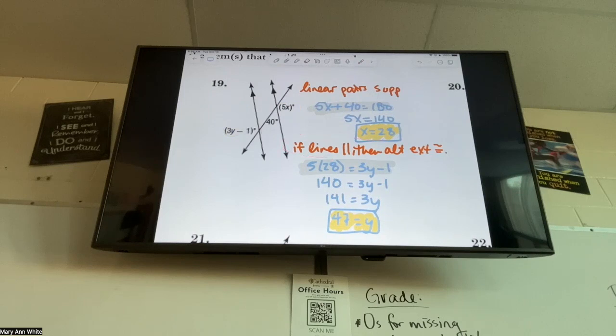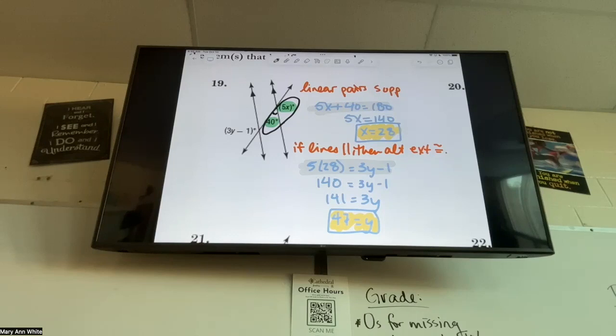So I'm going to start with, I've got 5x and 40. I know 40 is maybe in kind of a funny spot, but it's in reference to this angle right here. So 40 and then 5x. Those are a linear pair because they're both on the same line. They don't need a transversal. So they are going to be supplementary.